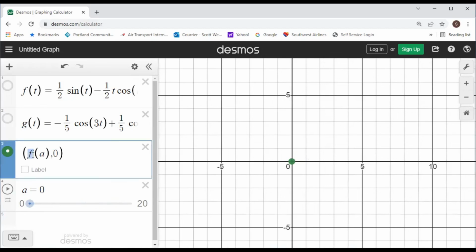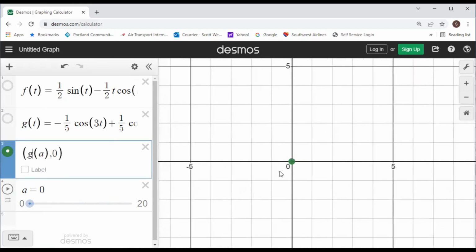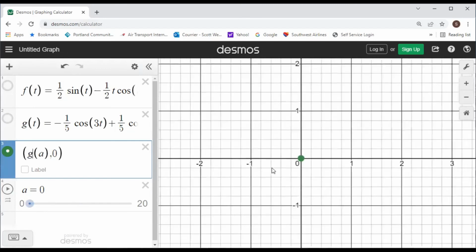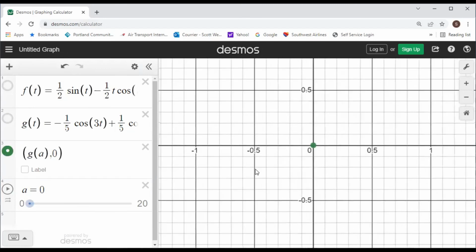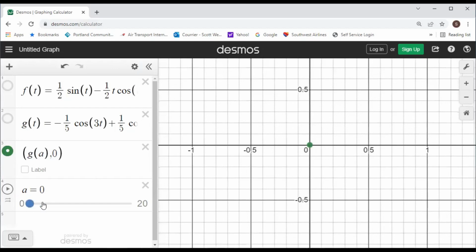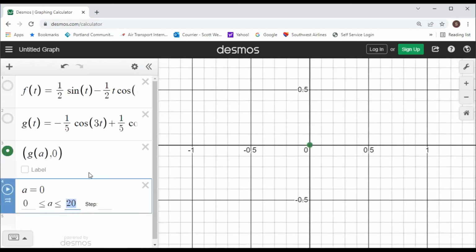Okay, now let's switch over to G, and now here we'll probably want to zoom in quite a bit because G has a much smaller amplitude. And I'll probably need to change this. We'll make it 10, just to start with.